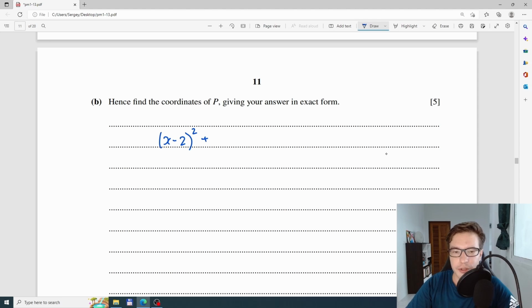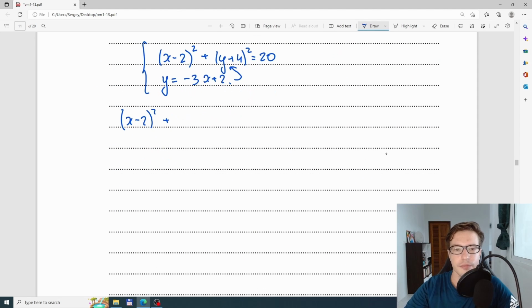Equation of the circle is this one. And the equation of the line from the previous part is y = -3x + 2. Okay, I'm going to substitute the second equation, -3x + 2, into the first one, and I will get (x - 2)² + (-3x + 2 - 4 is going to be... sorry, 4 + 2 is going to be 6)² = 20.